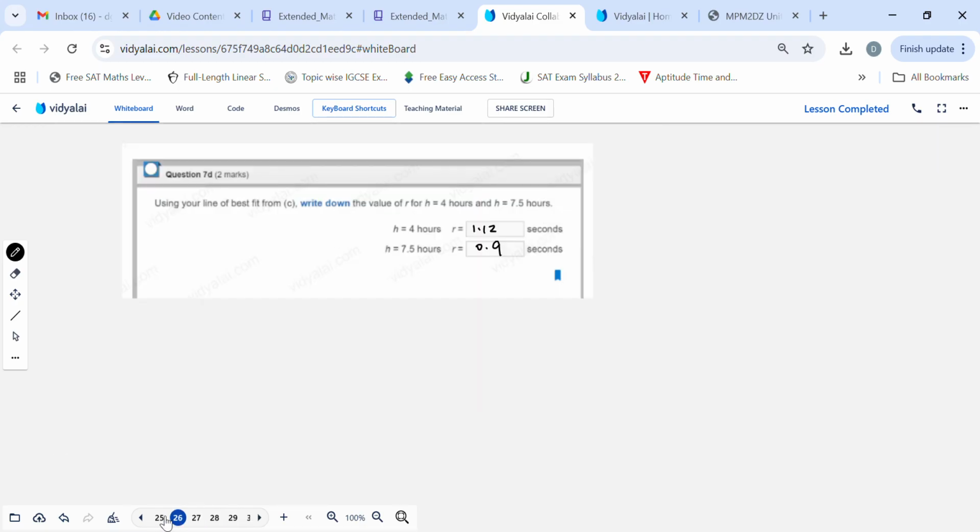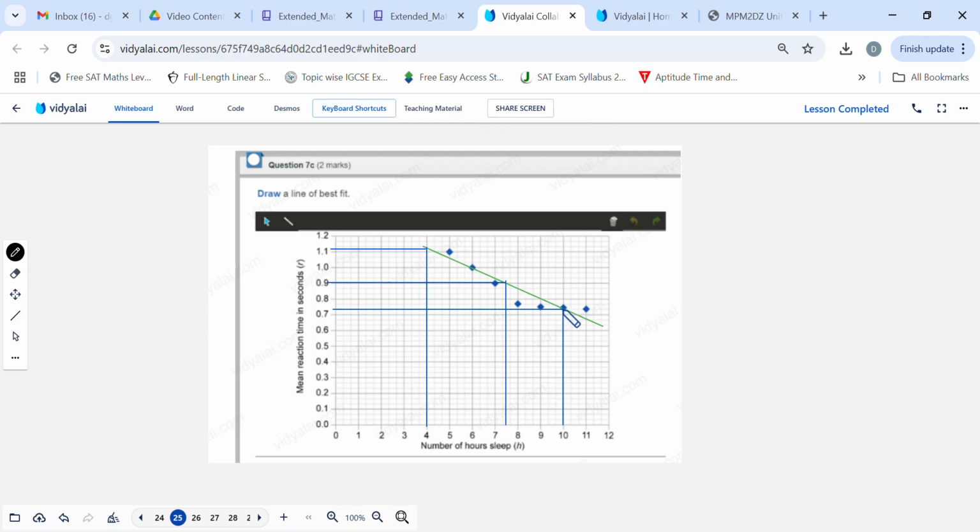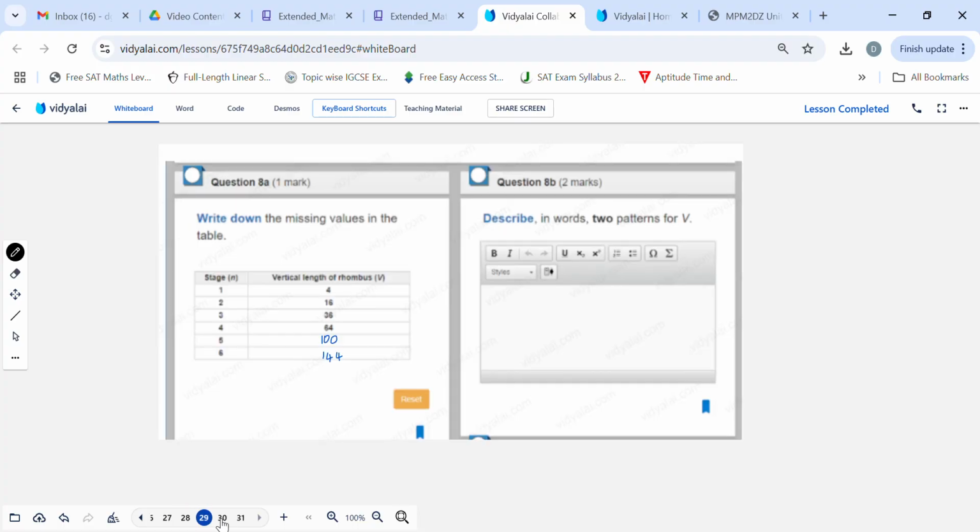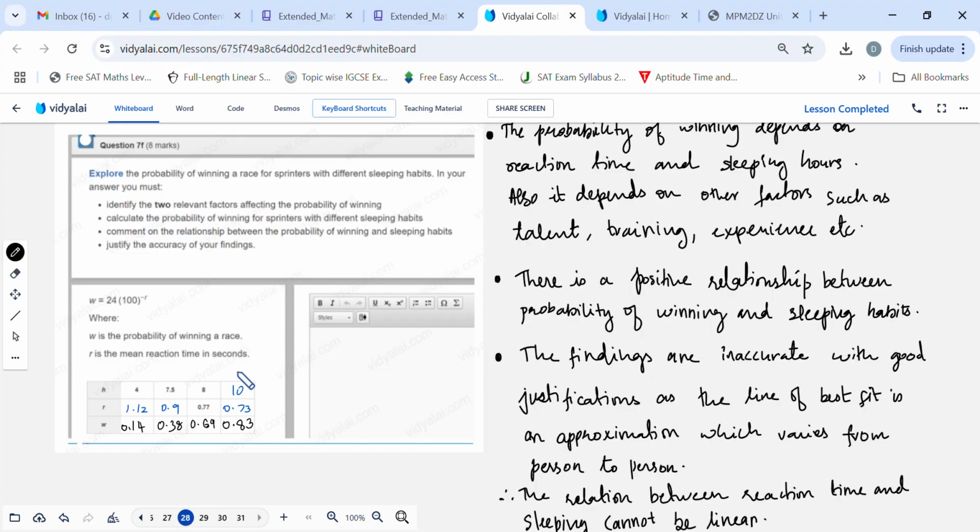Using the line of best fit, we can find when H is 10, the R value is approximately 0.73. So now W is equal to 0.14. Using the formula here, we'll substitute R as 1.12, we'll get W as 0.14. When you substitute R as 0.9 here, we'll get W as 0.38. And when we substitute R as 0.77, we'll get 0.69 as W. And when we substitute R as 0.73, W will be 0.83.